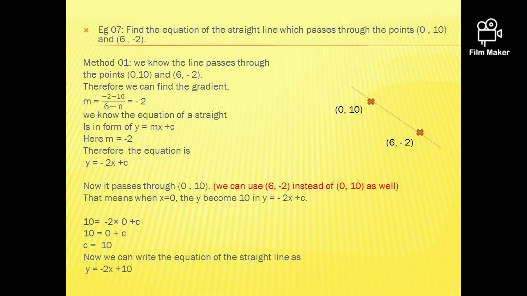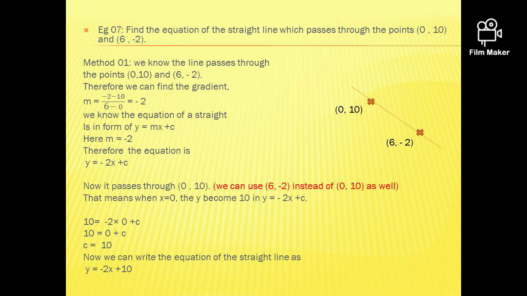So, according to this calculation, y1 minus y2 is minus 2 minus 10, divided by x1 minus x2, which is 6 minus 0. You will obtain the answer minus 2. Then, we know that in the equation of a straight line y equals mx plus c, now m becomes minus 2. Therefore, I can write y equals minus 2x plus c. Then, we will use one coordinate, either 0, 10 or 6, minus 2. We can substitute that coordinate into the equation y equals minus 2x plus c. I have chosen the coordinate 0, 10.